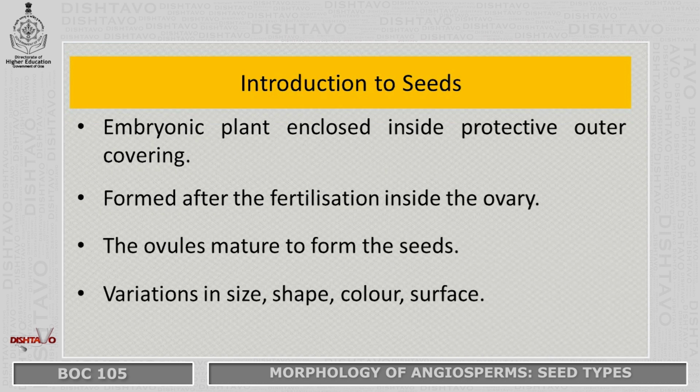Introduction to seeds. A seed is a matured ovule, the embryonic plant which is enclosed inside a protective outer covering, the seed coat. It is formed after fertilization inside the ovary, and the ovules mature to form the seeds. Seeds are the main organs for seed dispersal. There are variations of seeds in size, shape, color and surface.